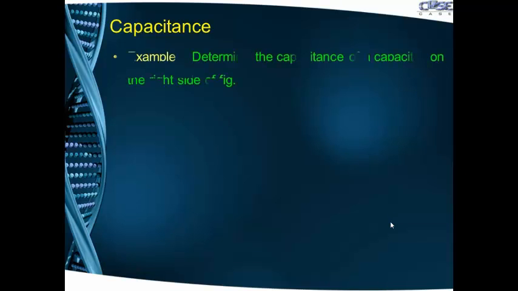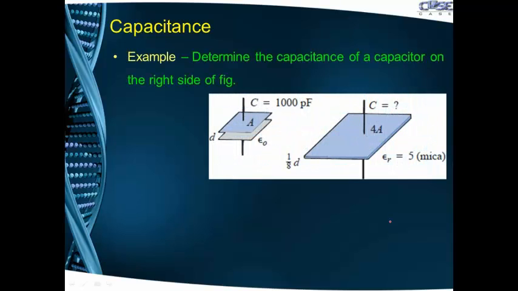Next example is to determine the capacitance of the capacitor on the right side of this figure. This is the capacitor whose capacitance is required to be determined, and on the left side, a capacitor whose value is given as 1000 picofarads and having area A and separation D, and the dielectric is air, that is, no medium is inserted between the plates.